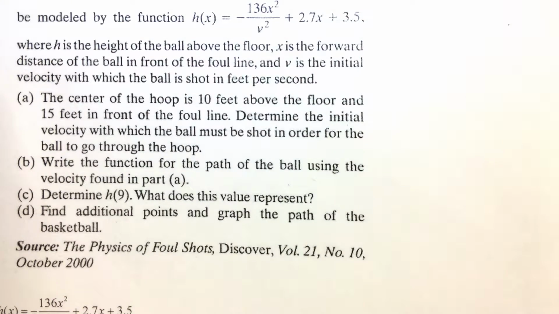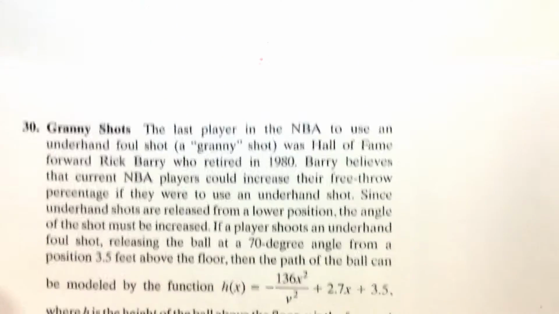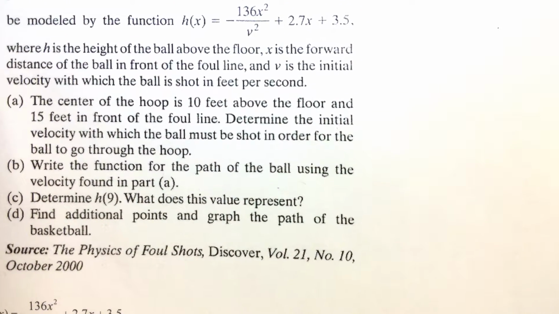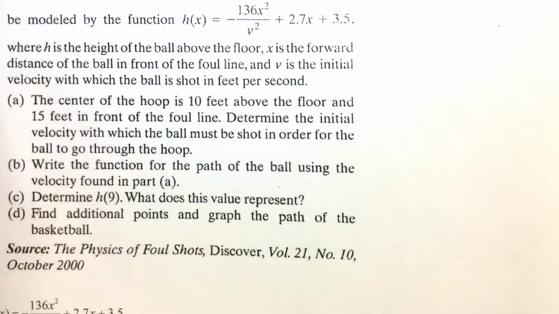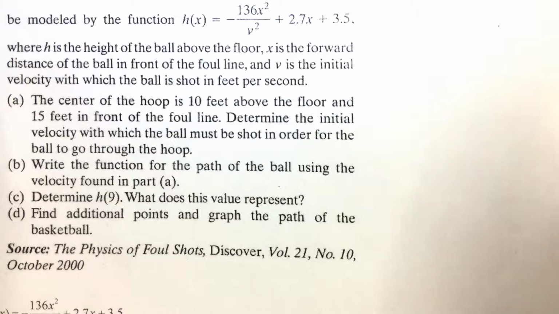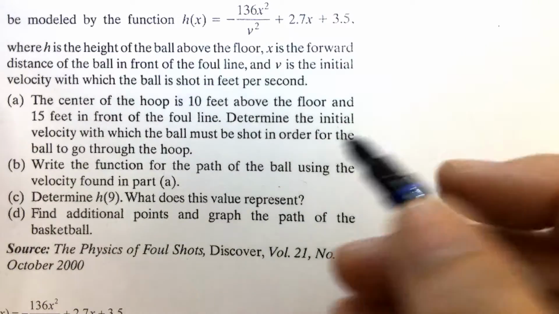Well, here we are in problem number 30. This is the Rick Barry problem. Way too long ago for you guys to probably remember that, but when I was a kid, Rick Barry was the best free throw shooter in the game. Anyway, if you haven't read through this, please pause the video and read through it, because I'm going to go ahead and get started.